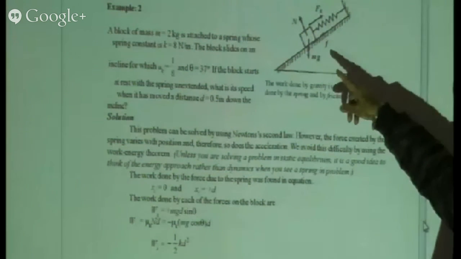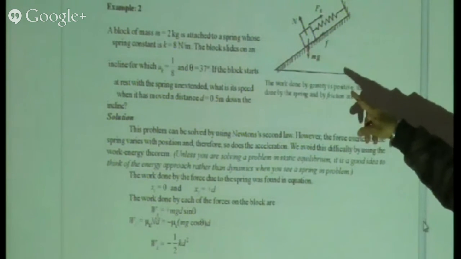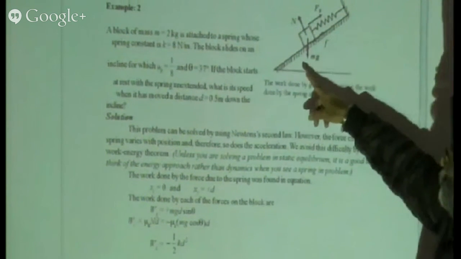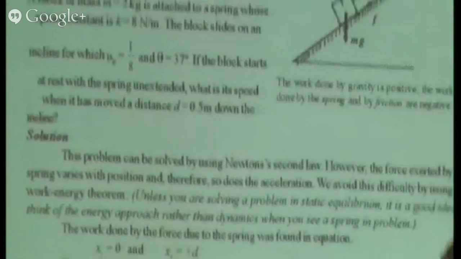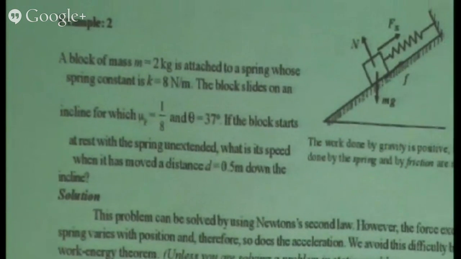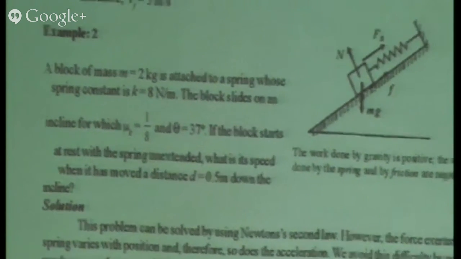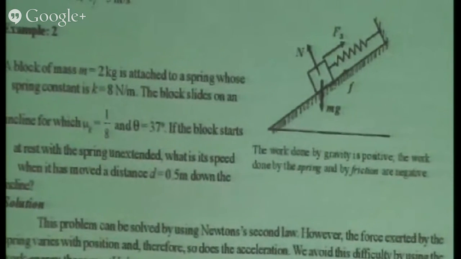It's interesting. A block of mass 2 kg is attached to a spring whose spring constant is 8 Newton per meter. The block slides on an incline for which mu is 1 by 8 and theta is 37 degrees, not shown here. If the block starts at rest with the spring unextended, what is its speed when it has moved a distance of 0.5 meter down the incline? So as soon as you leave the system free, because of the weight, the block will slide down. And we have to calculate things when the block has already moved through a distance 0.5.